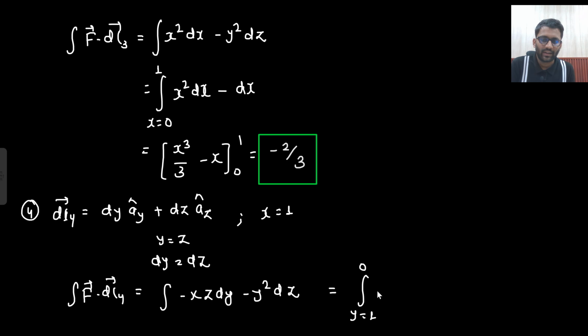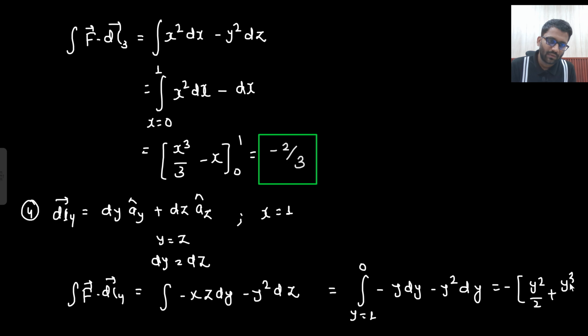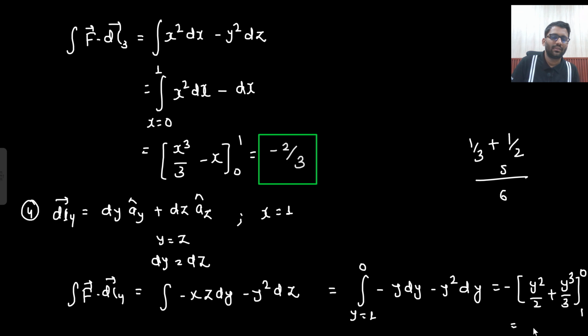Now x is 1, minus z is equal to y, minus dy minus y square dy. Okay, so the minus sign will come outward: y square by 2 plus y cube by 3 from 1 to 0. So what are you getting? 1 by 3 plus 1 by 2. So 5 by 6, and the positive sign will come because of the limits. You can solve the integration, 5 by 6.